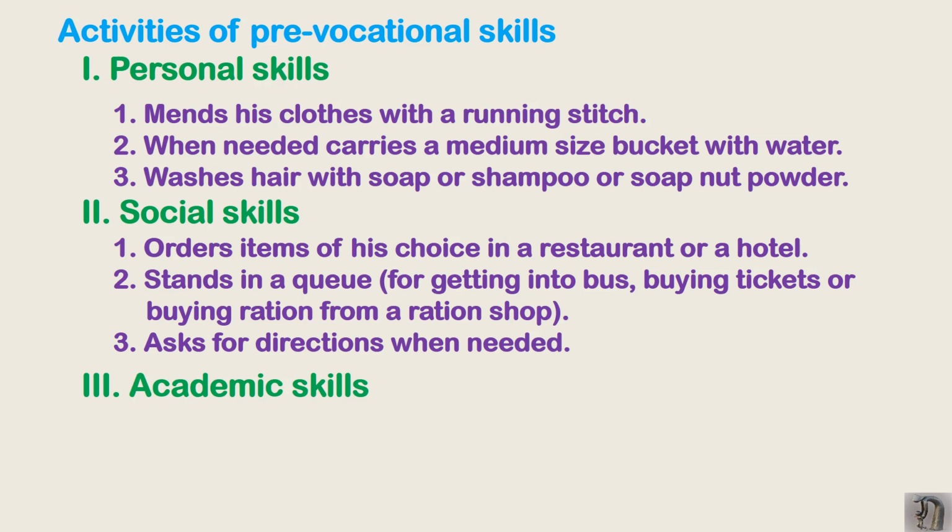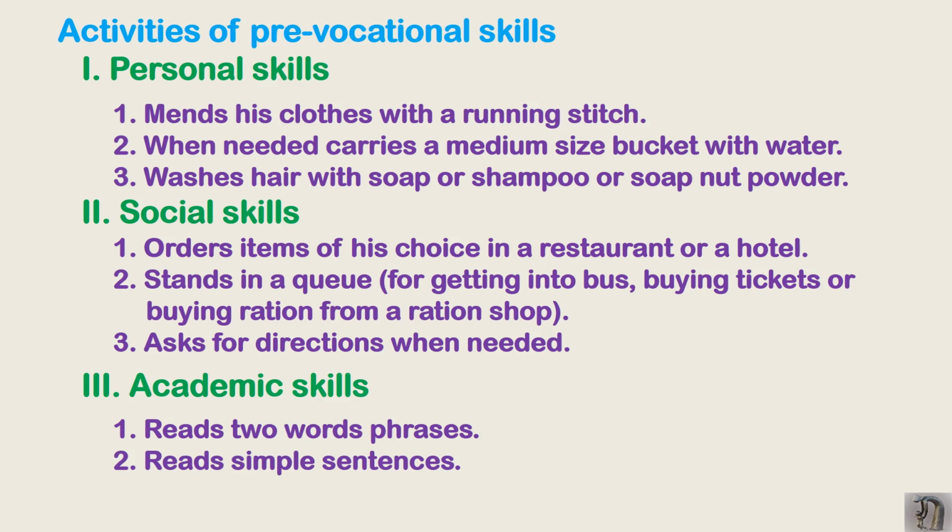And then academic skills, like read two-word phrases like thank you, welcome. These are two-word phrases that the child must achieve when he reaches the pre-vocational level. Read simple sentences like what is your name, the boy is sitting on the chair, the cat is under the table. So these are a few simple sentences. These sentences will be based on the child's need. That is very, very important when the child reaches the pre-vocational level class.